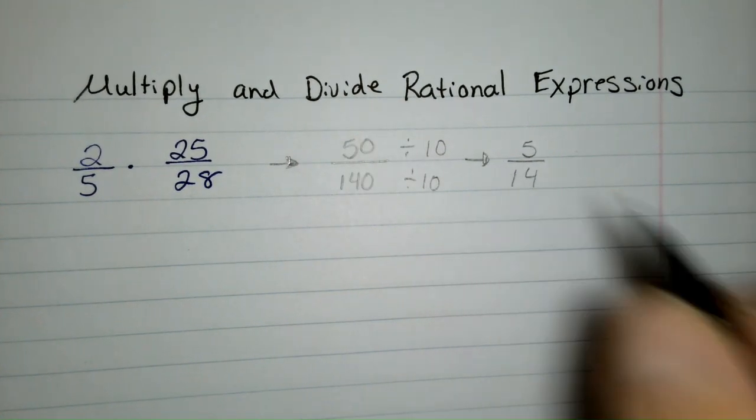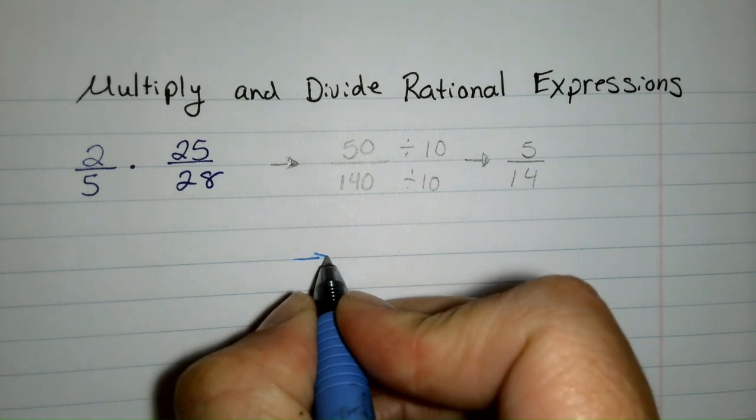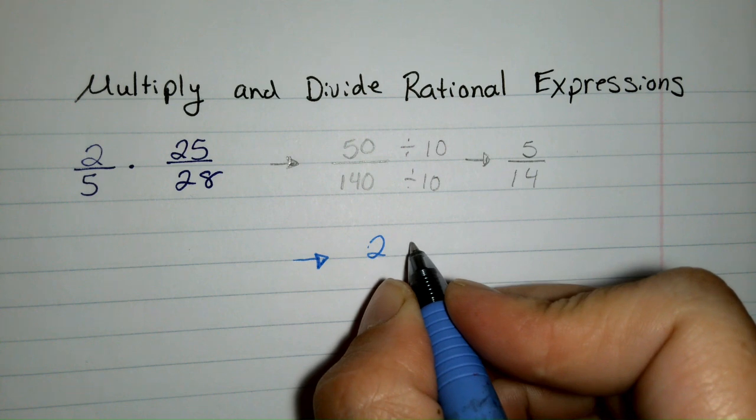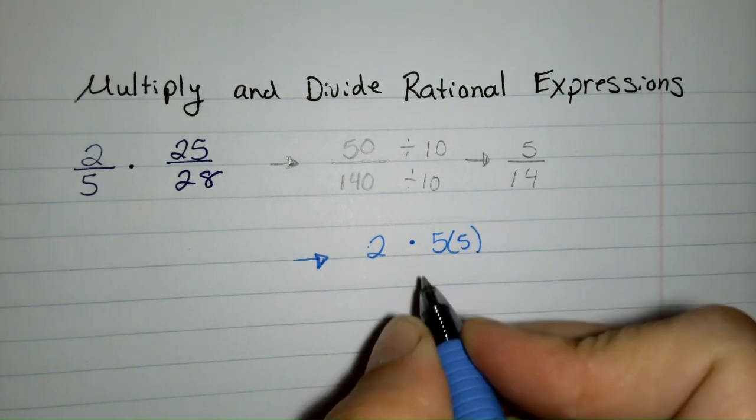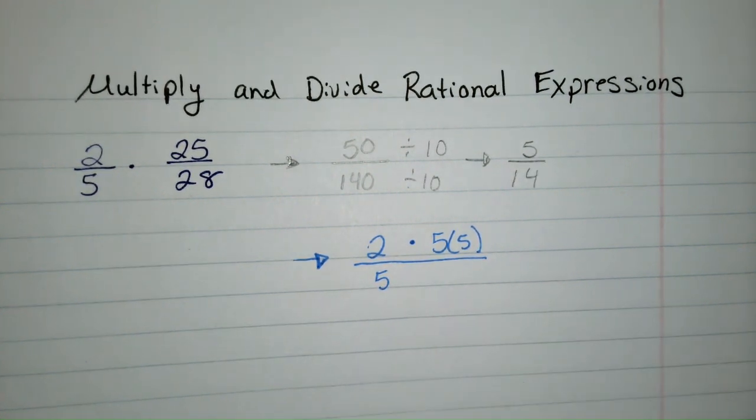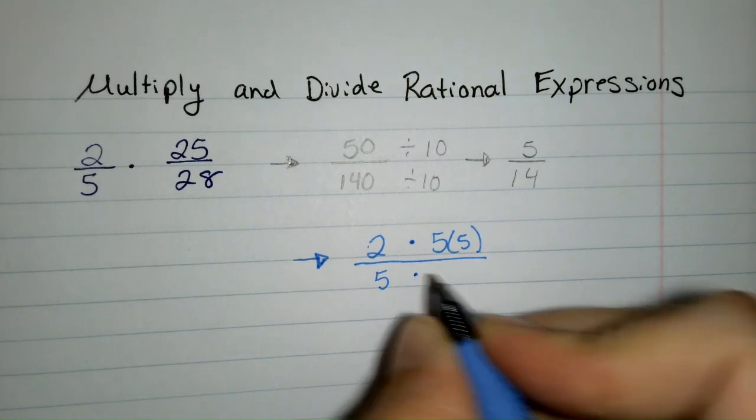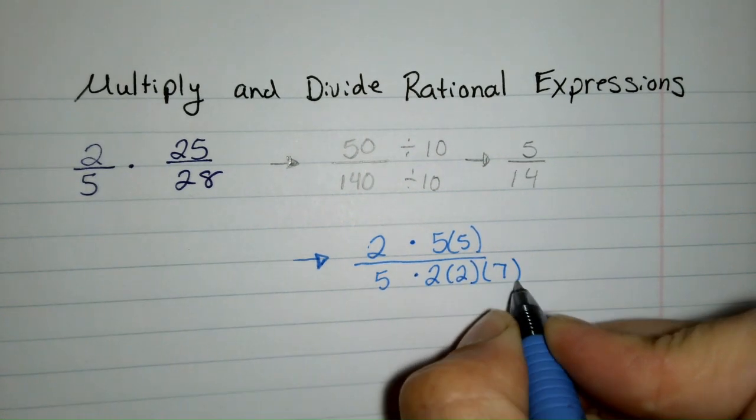So this is great when we have numbers. However, when we start into variables, this is not such an ideal world. So I'm going to give us a second option of how to do this. 2 is a prime number, and it's getting multiplied by 25, but 25 is 5 times 5. For a denominator, we have 5, and it's being multiplied by 28. 28 is 4 times 7, and 4 is 2 times 2, so we have 2 times 2 times 7.